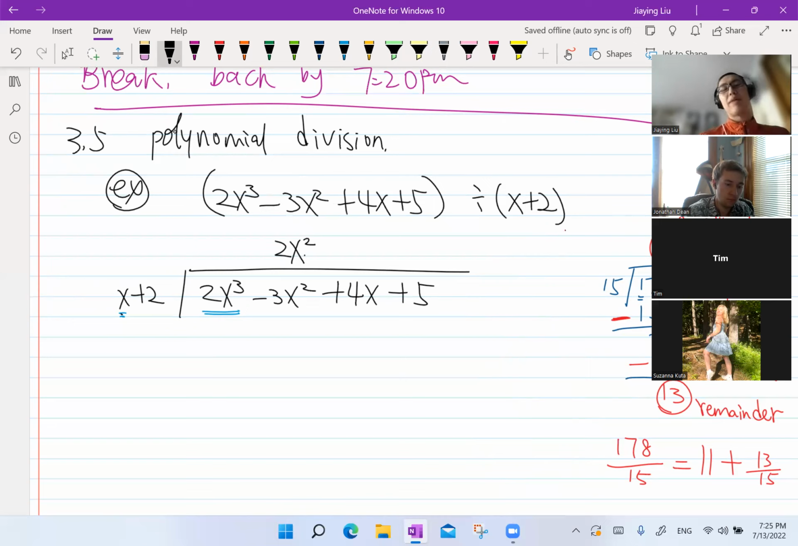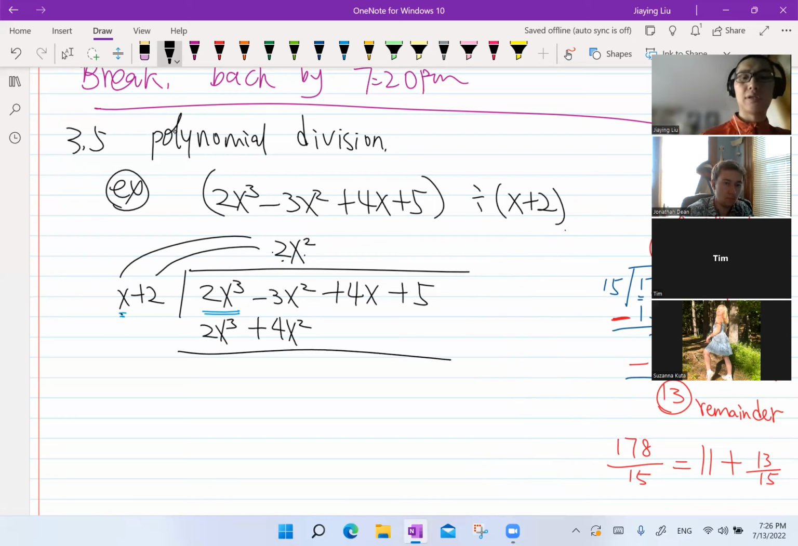What about the plus 2 times 2x squared? Let me just write down the terms. So 2x squared times x, I get 2x cubed, and I want to put it below the x cubed term. And then 2x squared times the 2, that's going to be positive 4x squared. So that's the first part. I'm going to erase those two. And just like with the long division with numbers, we need to subtract this from the expression above.